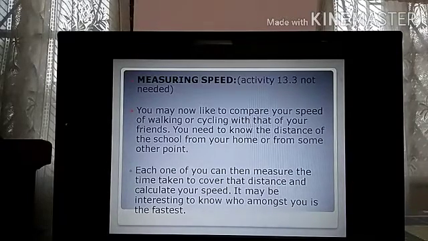Why meter per second? Because the distance is in meter and the time you calculate will be in seconds, so it is 2 meter per second. Or if it is minutes, then it will be 2 meter per minute. So according to that your unit will change.